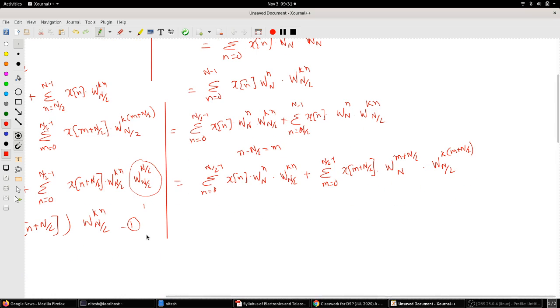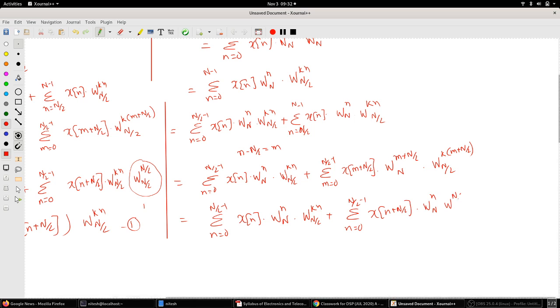Yeah, so what you will get here is summation n equal to 0 to n by 2 minus 1 x of n into w n of n into w kn of n by 2 plus summation, I'll change it back to n equal to 0 to n by 2 minus 1 x of n plus n by 2 into w n of n into w n by 2 of n into w kn of n by 2 into w n by 2 of n by 2.